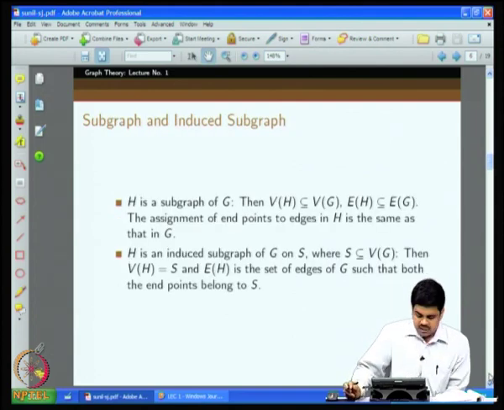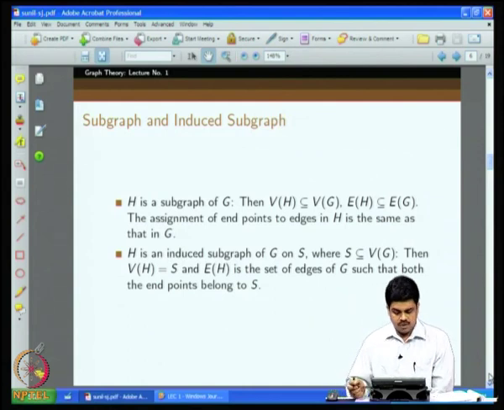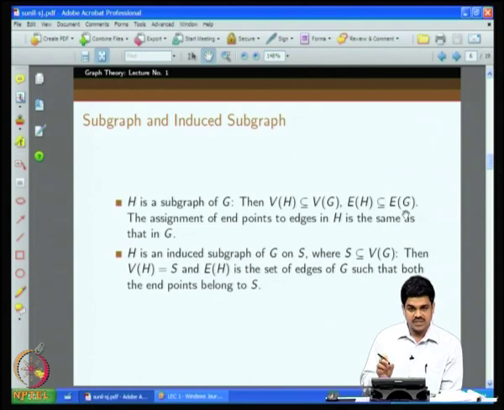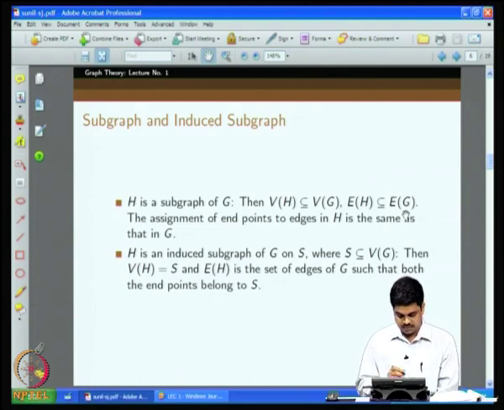Now, the next thing is 2 notions, subgraphs and induced subgraph. So, given a graph G, we say that another graph H is a subgraph of it if the vertex set of H is a subset of the vertex set of G. That is what we mentioned. So, V of H is a subset of V of G, and the edge set of H is a subset of the edge set of G. The next statement is just to say that we are not just naming, we are using the same name, but the assignment of vertices to each edge is the same in G and H.